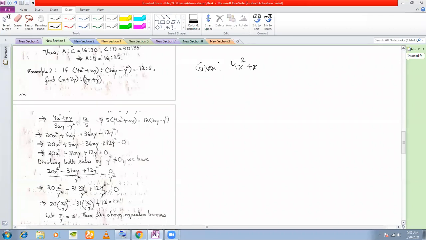(4x² + xy) divided by (3xy − y²) is equal to 12 is to 5. I've written it in fraction form.